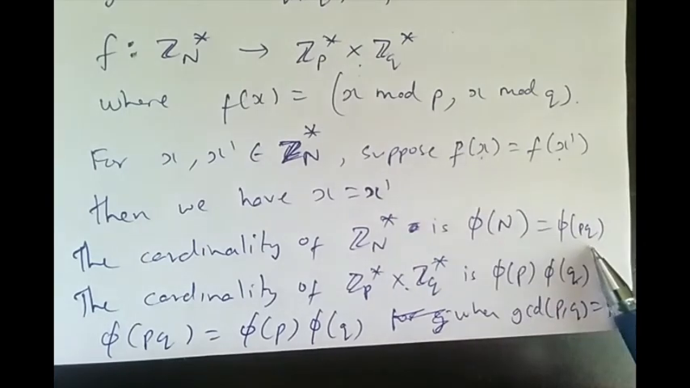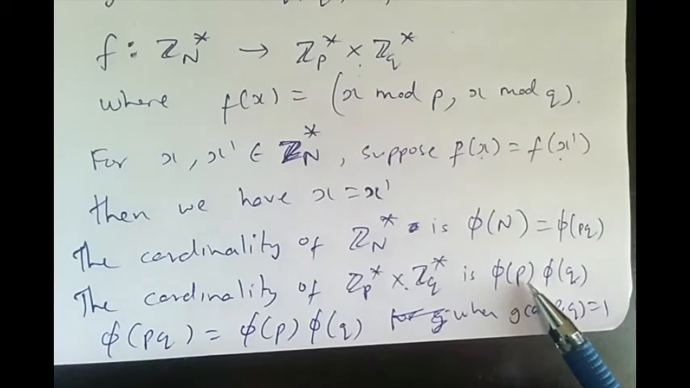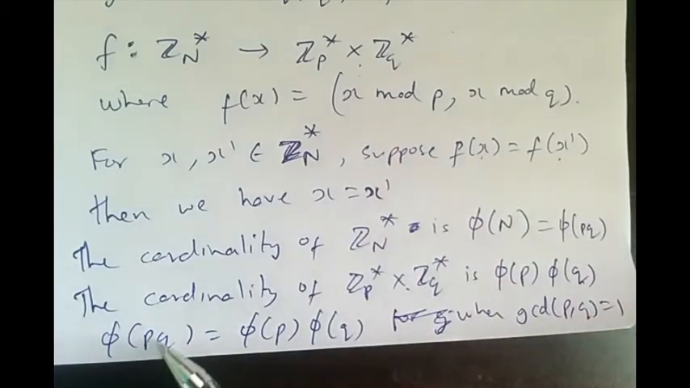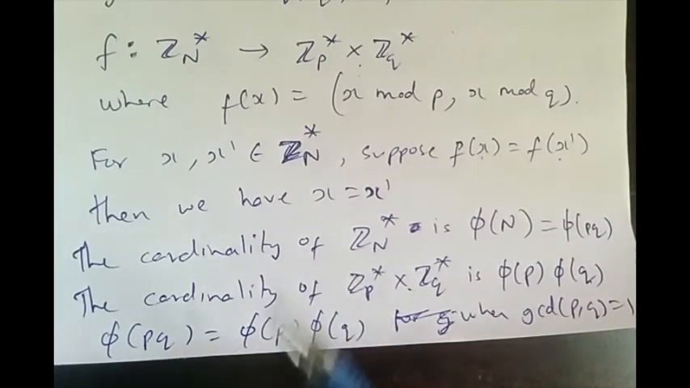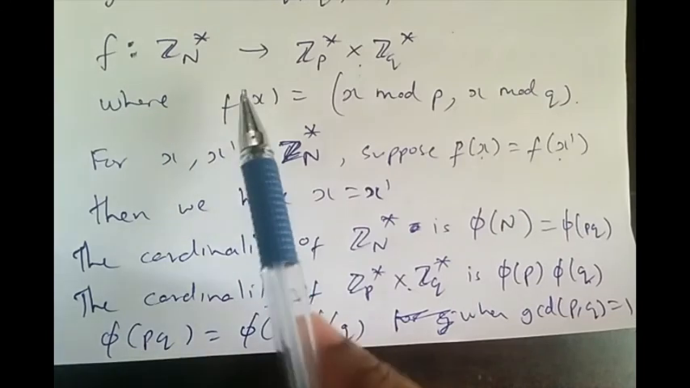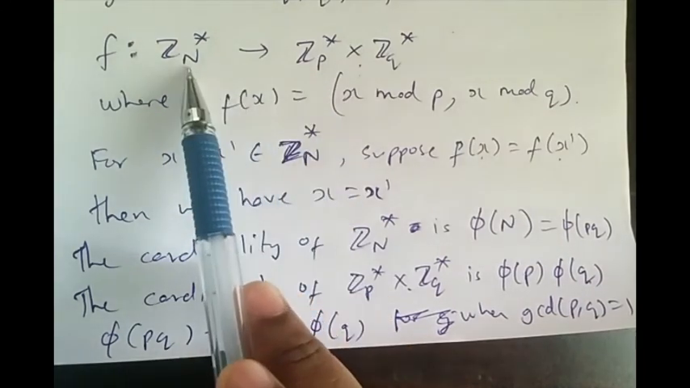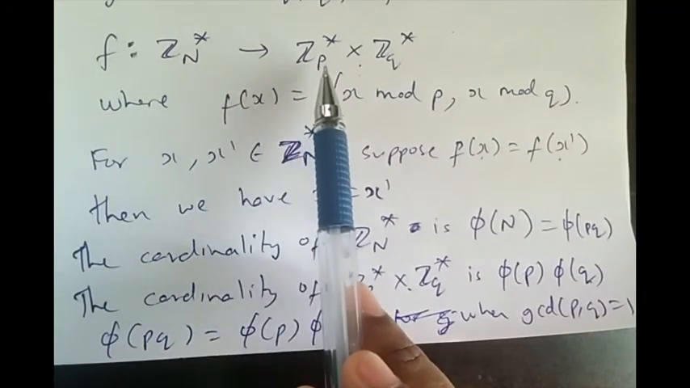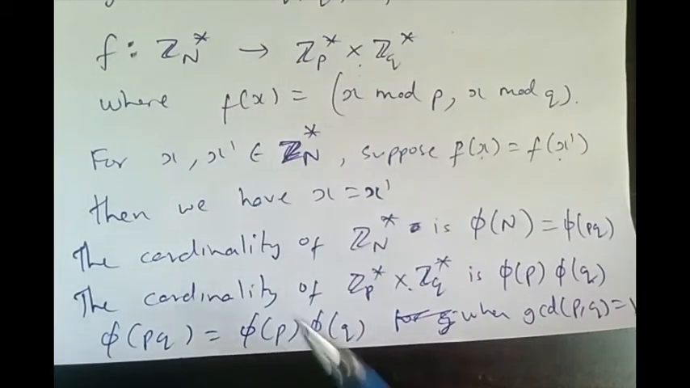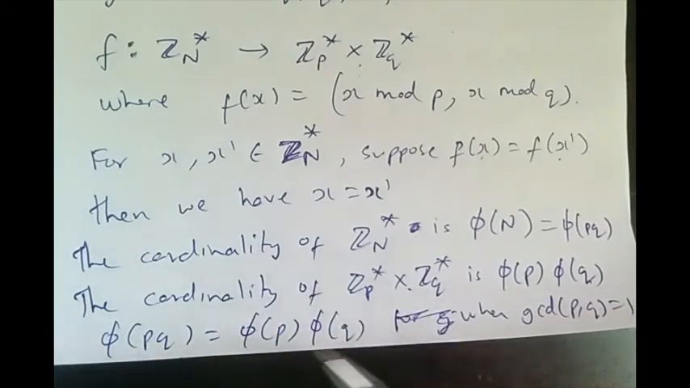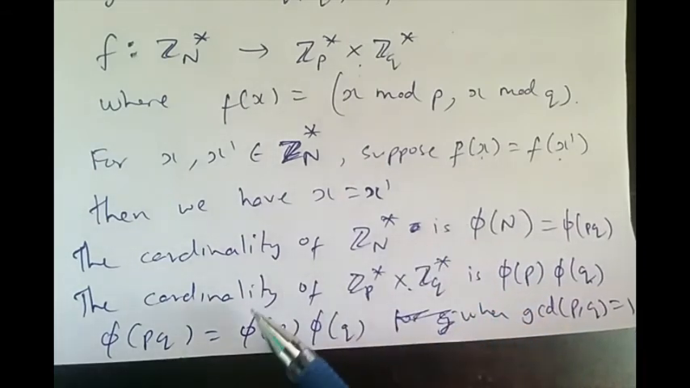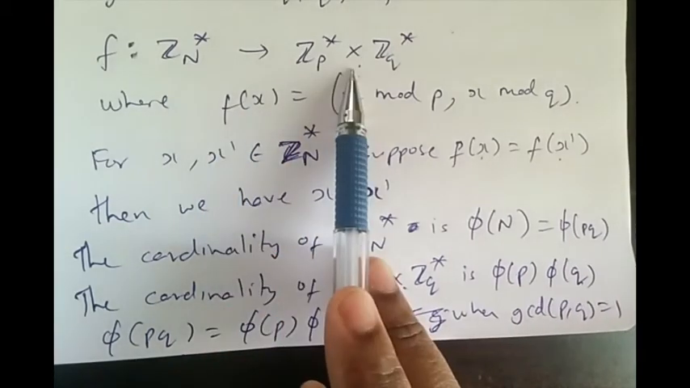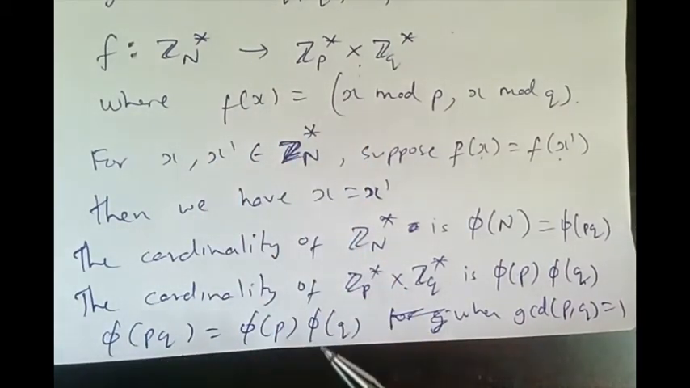The domain has cardinality phi of pq. The codomain has cardinality phi of p times phi of q. Now this identity holds, but the proof of this identity is the Chinese remainder theorem, because once we are done with the Chinese remainder theorem, it implies that phi of n is phi of p times phi of q. So we said we'll prove this identity using the Chinese remainder theorem. We can't use this identity in the proof of the Chinese remainder theorem. That will be like a circular argument. So we will prove that this function is onto without using this cardinality argument.